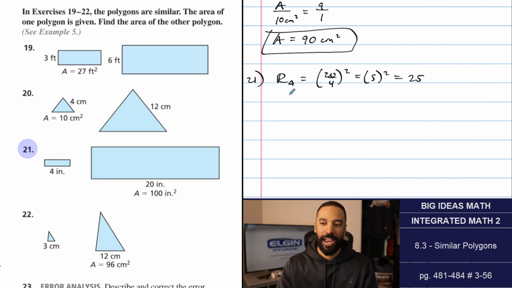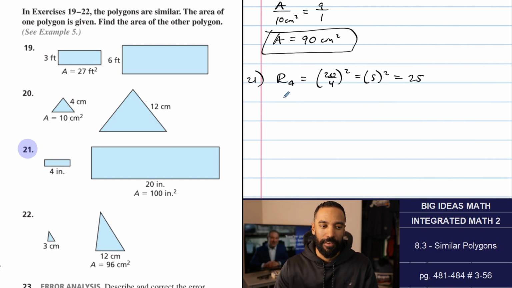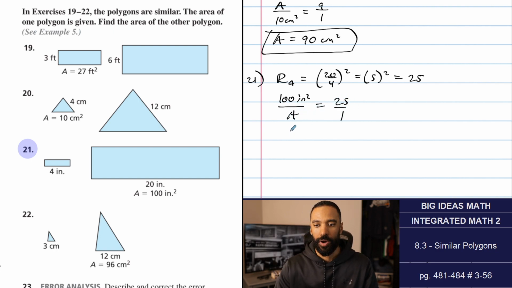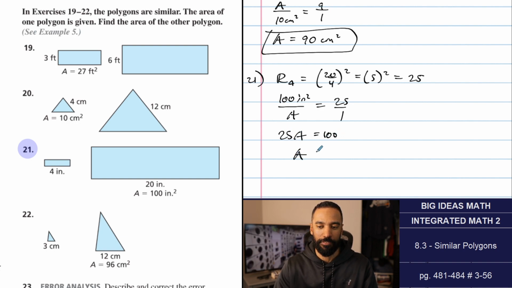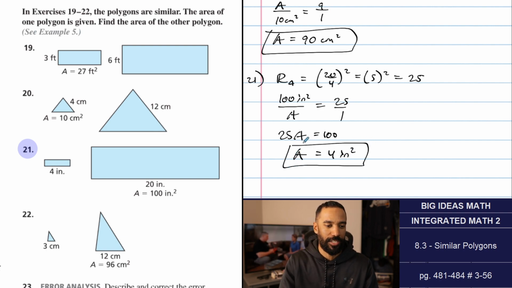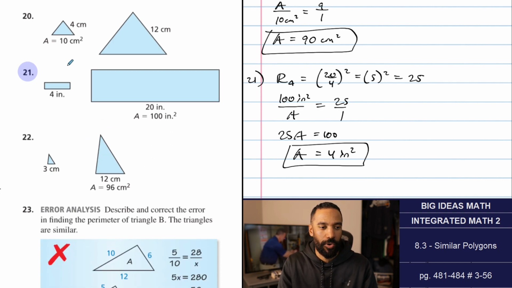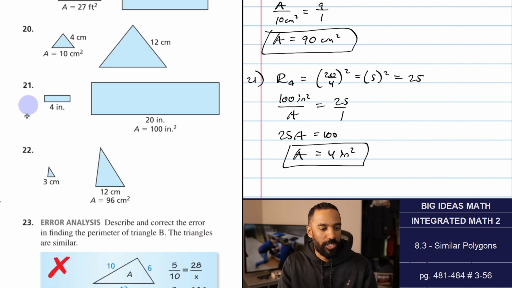But if I want to find the area of the smaller guy, let's say I'm dividing 100 square inches by the area of the smaller guy, that's going to be the same thing as 25 to 1 in that case. Cross multiply, 25a equals 100. Divide by 25. The area here is 4 square inches. 4 inches of this and 4 square inches in total in area. And then lastly, number 22.